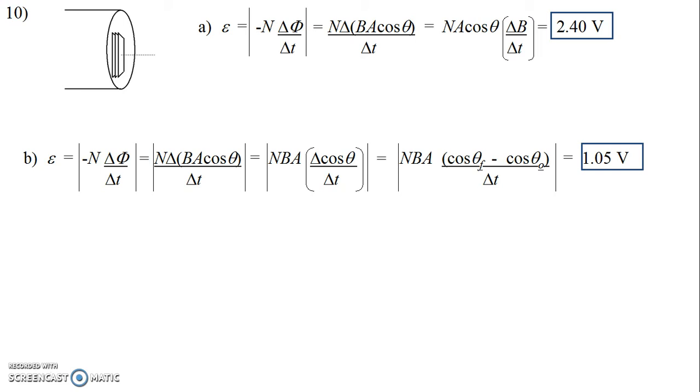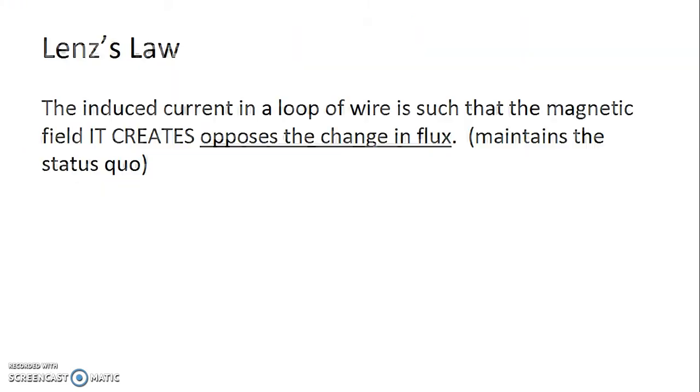That's pretty cool. So you have your notes page in front of you. Let's talk about Lenz's law. Let's go ahead and read this. The induced current in a loop of wire is such that the magnetic field it creates opposes the change in flux, or maintains the status quo. Well, that is just obvious. Didn't take a genius to figure that one out, right? No? Okay. Let's see what's going on here.